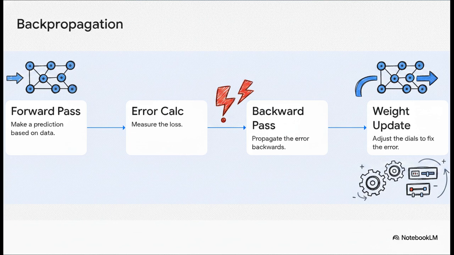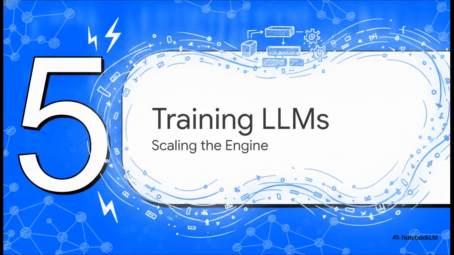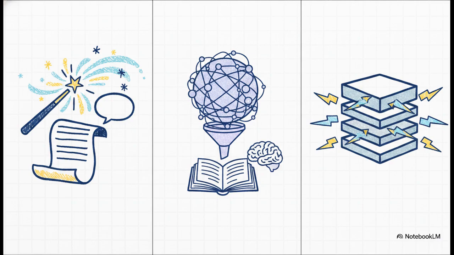It just repeats this loop over and over, millions of times across massive datasets, getting a little bit smarter every single time. Section 5. Training large language models. Okay, so what happens when we take this incredible learning engine and we scale it up with an unimaginable amount of data and raw computing power? We get the modern AI that we interact with every single day.